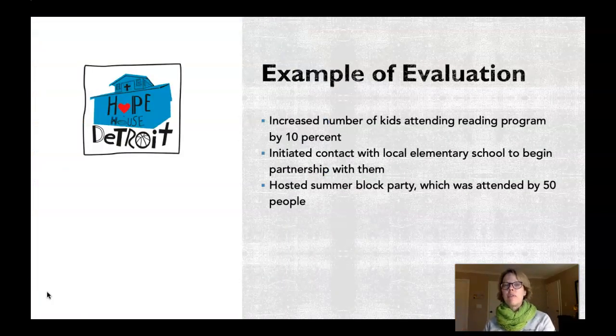So here's an example of evaluation. We could evaluate how many kids are attending the reading program. Did we increase that number? We increased the number by 10%. We initiated contact with a local elementary school to begin a partnership. We had a summer block party, and we had 50 people attend. So those are just very quick examples of seeing if your campaign was successful or not, evaluating it all.